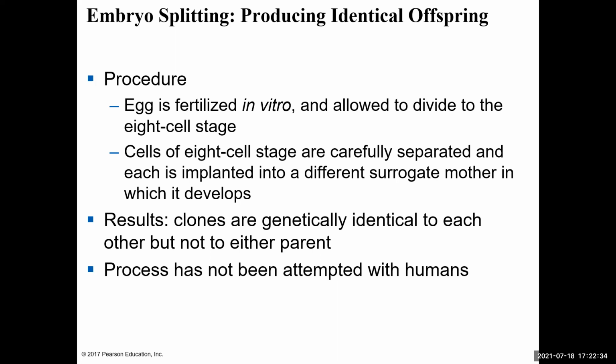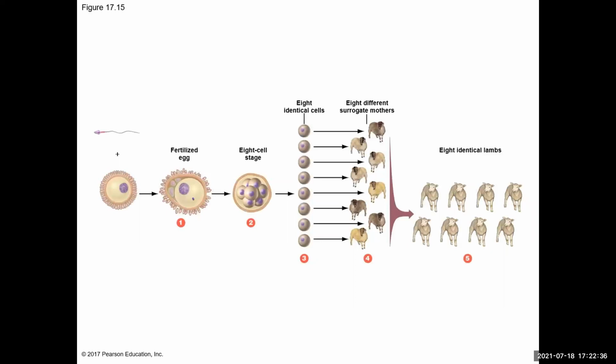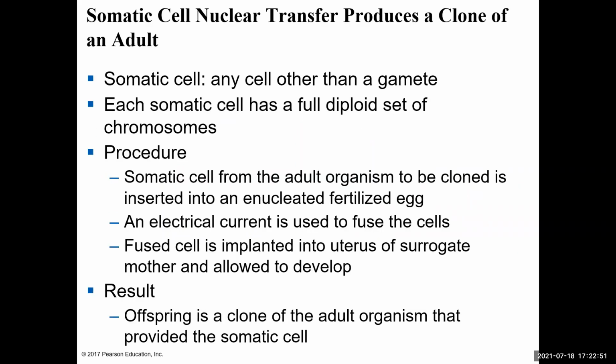This process hasn't been attempted with humans. It's been done with other organisms. So for example, for like sheep, stop at that 8 cell stage, get those 8 identical cells, put them in surrogate mothers, you have 8 identical offspring. The somatic cell nuclear transfer actually produces a clone of the adult.